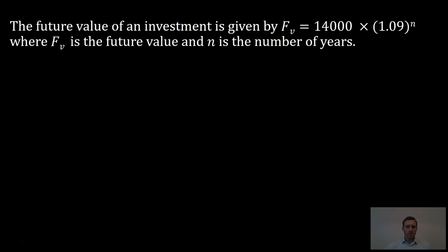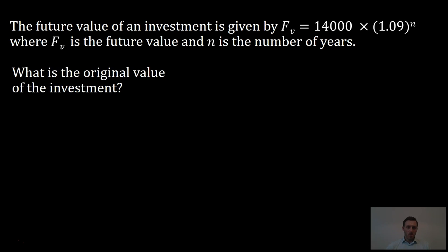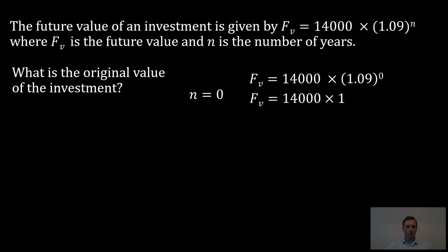The future value of an investment is given by FV equals 14,000 times 1.09 to the power of n, where FV is the future value and n is the number of years. What's the original value of the investment? So that's when the number of years equals 0. So we substitute that into our formula and we solve, and we go 1.09 to the power of 0 is 1, anything to the power of 0 is 1. And we find that the original value of the investment is $14,000.